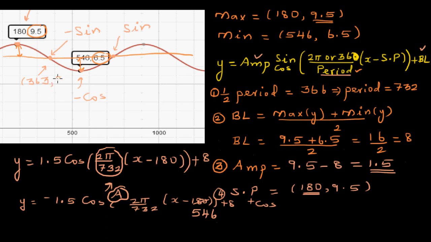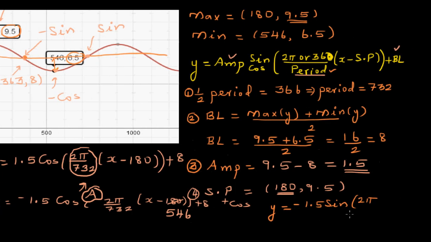Your baseline is 8. So at this point the equation would be y equals, from here it's a negative sine graph, so it'll be minus 1.5 times sine 2 pi by 732, that will remain the same. Let me scroll this to this side, 732 times x minus 363. The starting point is the phase shift, in some books they say the phase shift, plus 8.